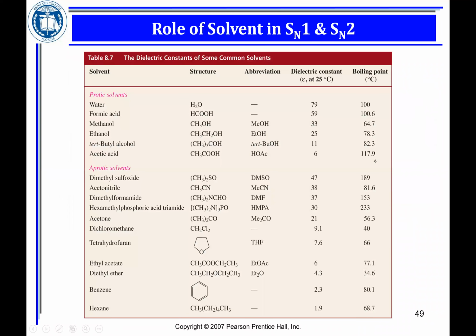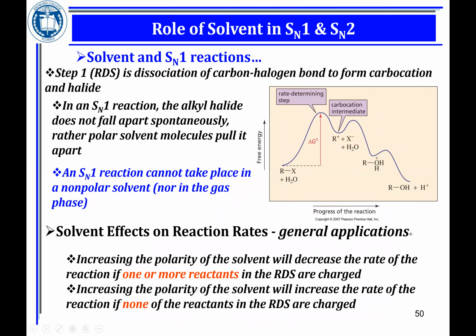Some examples of protic solvents. You don't have to think just about water or alcohol: formic acid, methanol, ethanol, or acetic acid. So formic acid, acetic acid, or any alcohol or water. These are good examples of polar protic solvents. Protic solvents are good for SN1. Keep that in mind. Aprotic solvents are good for SN2 type reactions. So if you use aprotic, it would go through SN2 type.